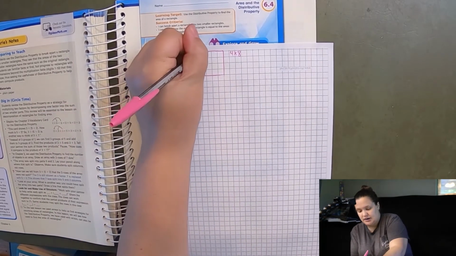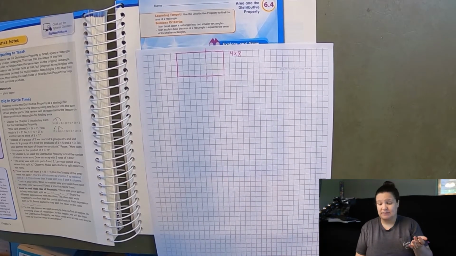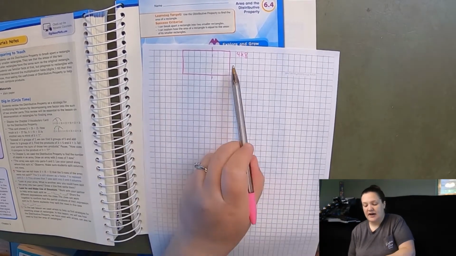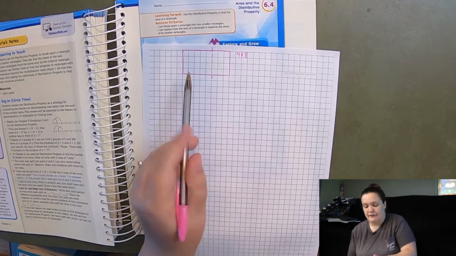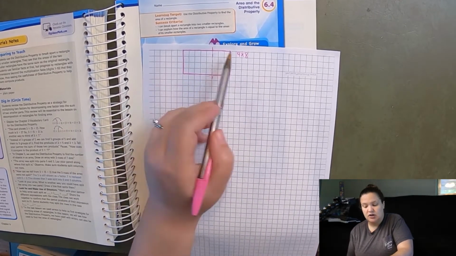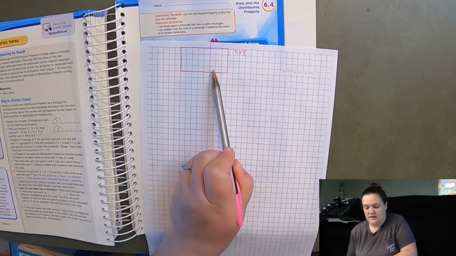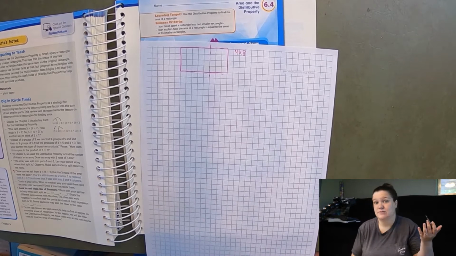So I'm going to draw a line right there. Okay, so I've split my rectangle. So now instead of 4 times 8, I have 4 times whatever this is and 4 times whatever this is. Well, I've split up the 8, right? So this one is 1, 2, 3, 4, 5. This one is 1, 2, 3. 5 plus 3 equals 8.